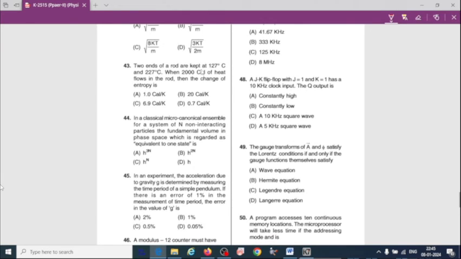Two ends of a rod are kept at 127 degrees Celsius and 227 degrees Celsius. When 2000 calories of heat flows in the rod, then the change of entropy is B, 20 calories per Kelvin. In a classical microcanonical ensemble for a system of n non-interacting particles, the fundamental volume in phase space which is regarded as equivalent to one state is option A, h to the power 3.